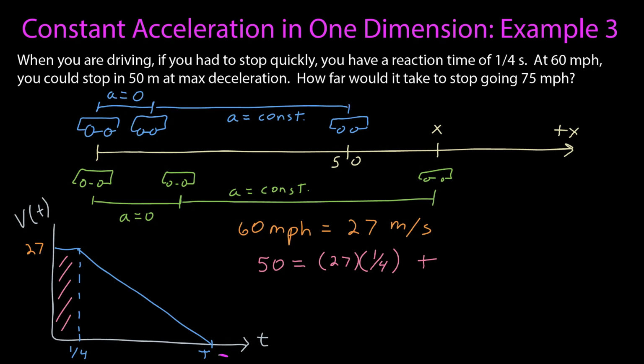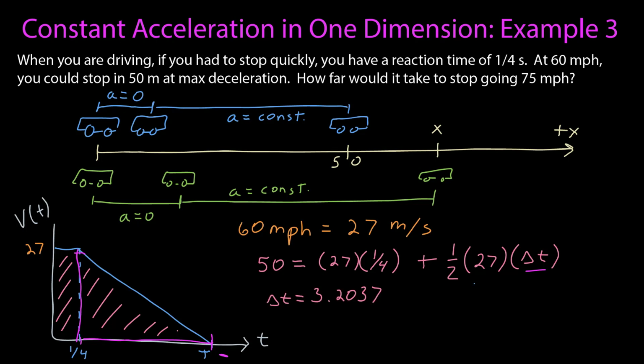So 50 is equal to the area of that first rectangle, which is base times height, plus the area of the next triangle, which is 1/2 base times the height. And the height is still 27. The base is this time interval, delta t. And that's really useful because if I have that, since I know this height of the triangle, rise over run gives me the slope of that line, which is the acceleration. And so here we can now calculate that base, and I calculate delta t, which is 3.2037 seconds. I keep the significant figures so I don't lose significance in rounding errors in internal calculations.